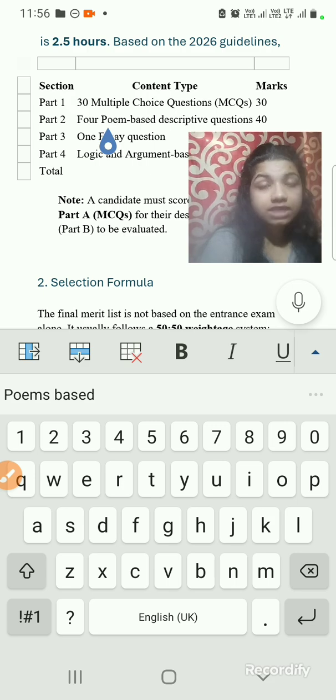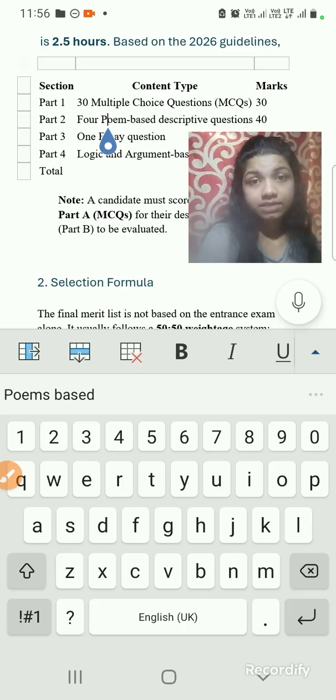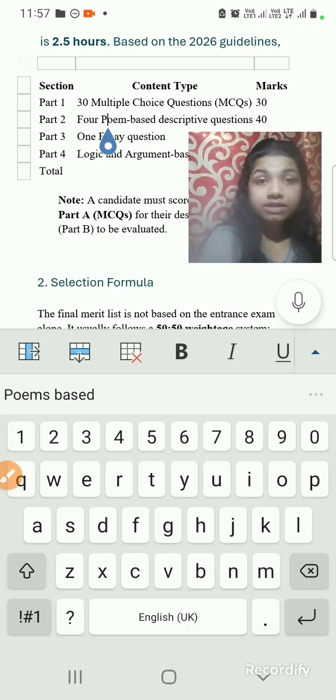So 60% means 18 marks out of 30. Then you will be eligible to be admitted, but still not eligible if you can't get a good overall score, because there would be so much competition.